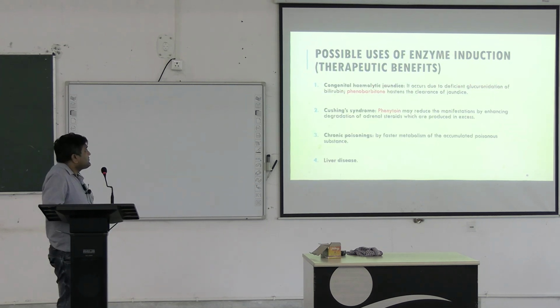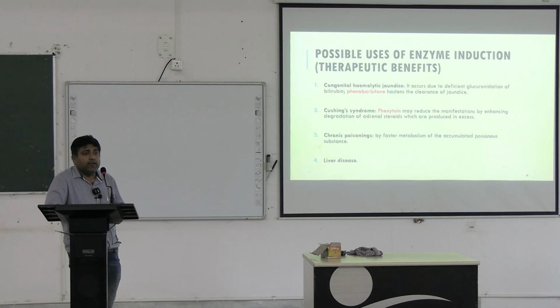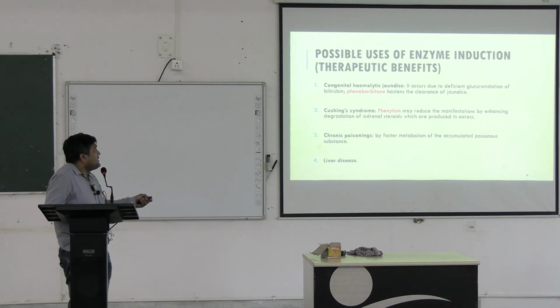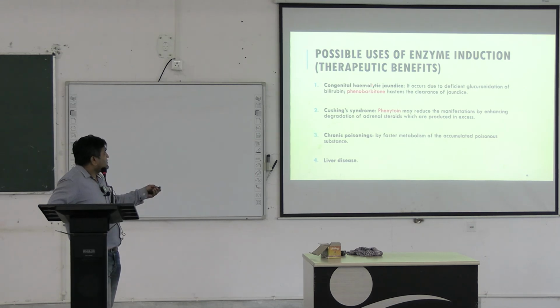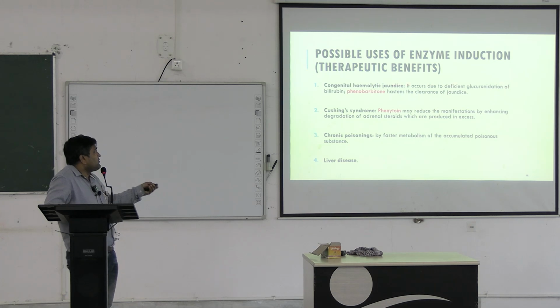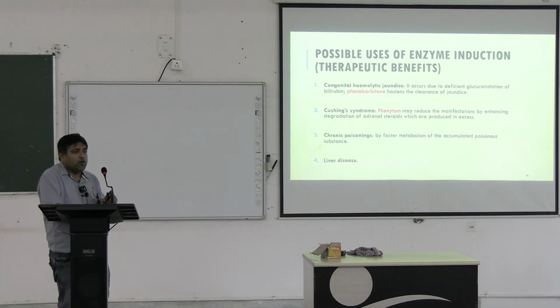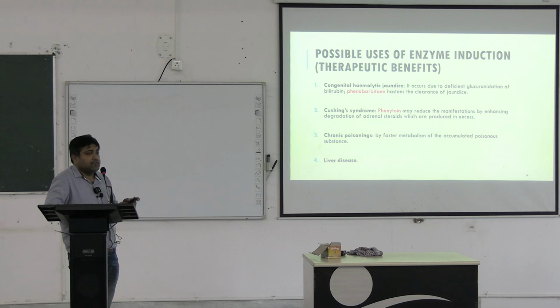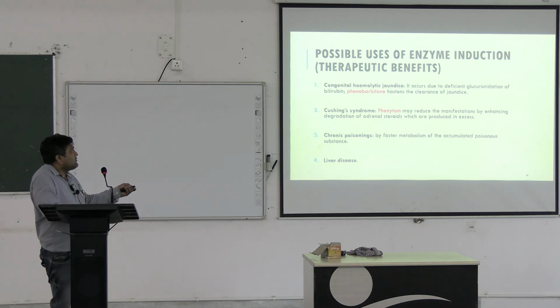Possible uses of enzyme induction. Number one, in congenital hemolytic anemia. In a newborn baby or a premature baby, there is a deficiency of glucuronide enzyme. So what happens? They show congenital hemolytic jaundice due to deficient glucuronidation of bilirubin. Now, when phenobarbital is used in these patients, it hastens the clearance of jaundice. Why? Phenobarbital is a barbiturate, an enzyme inducer, so it will increase the clearance of jaundice.